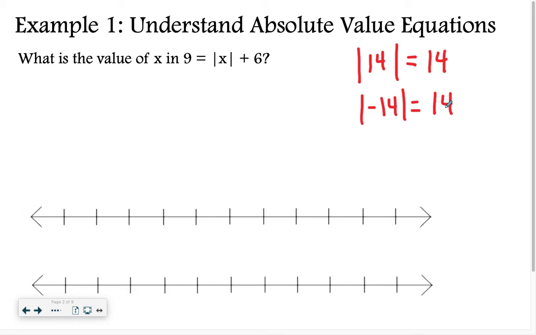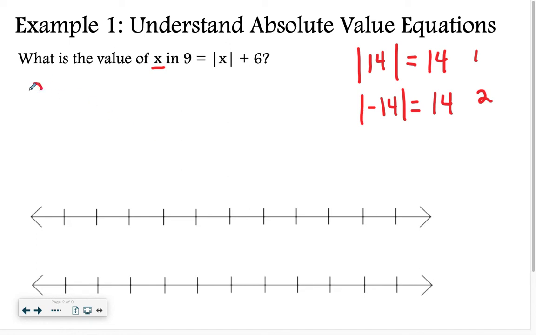Okay, so now that we've refreshed our memories on what absolute value is, let's look at what is the value of x in 9 equals the absolute value of x plus 6. So as you can see, I have not just one solution, I have two. So I'm going to be able to write two different solutions to this equation.